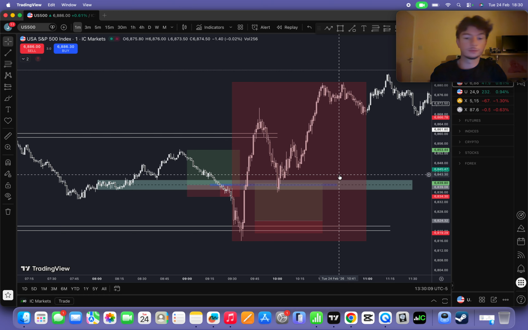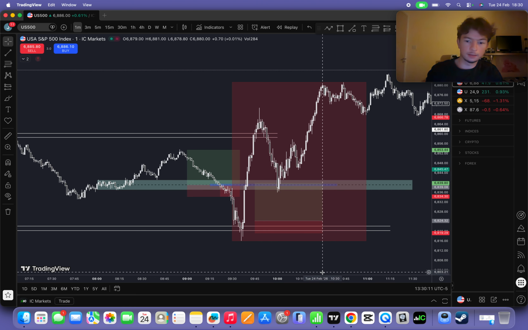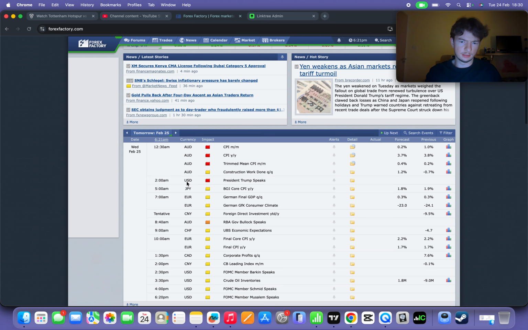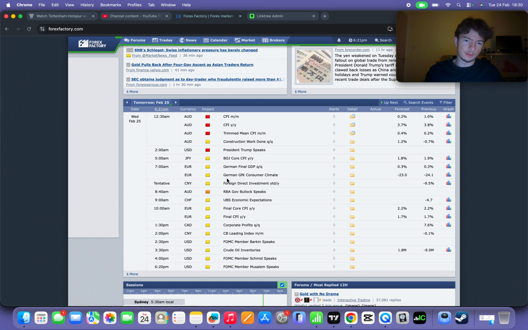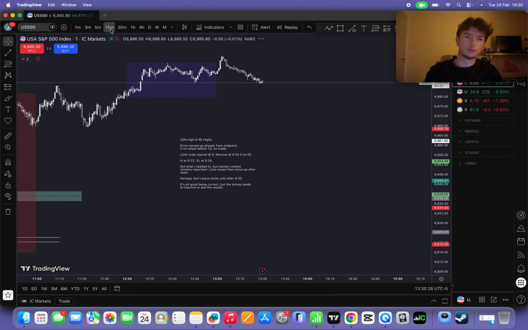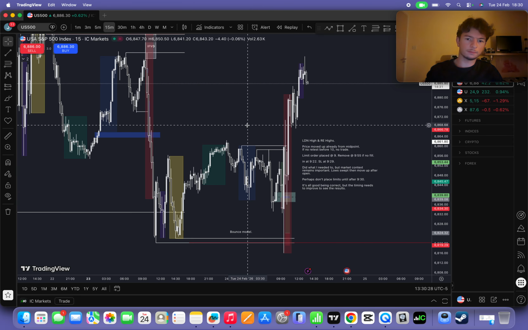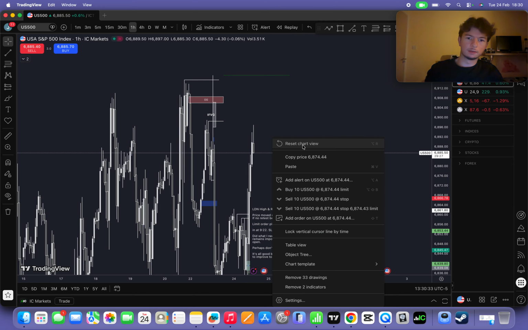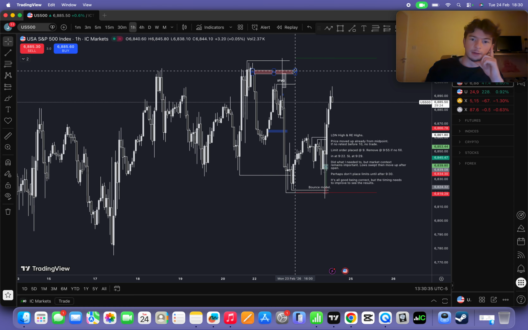I think tomorrow we've got Trump speaking very early in GMT, so 2 a.m., that'll be around the Asia session. So I might not trade tomorrow, might still have a look, but it could be the case that we see an expansion on the week. We've got the weekly opening gap here. Wouldn't be surprised if the price trades back up into that and then continues up.